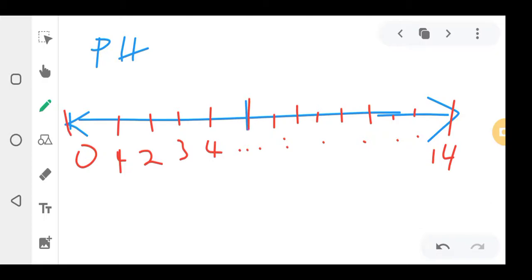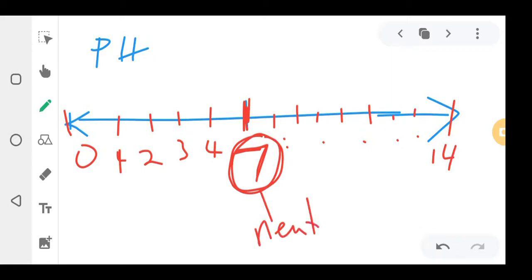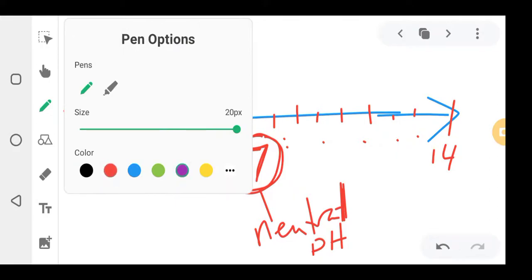But the middle part here is 7. This 7 means neutral. The neutral pH, that's where the enzyme works very well.